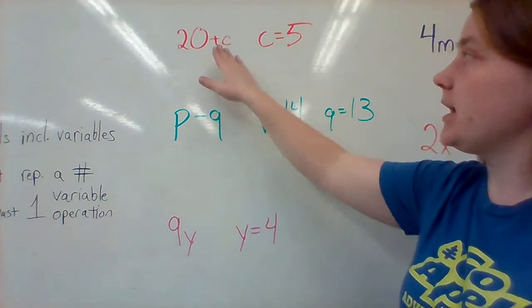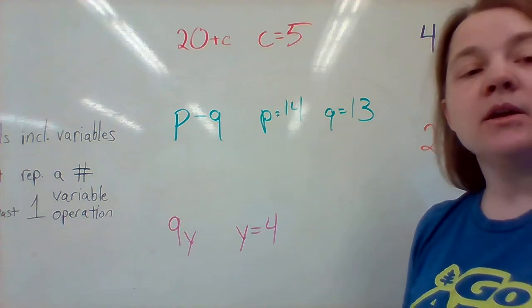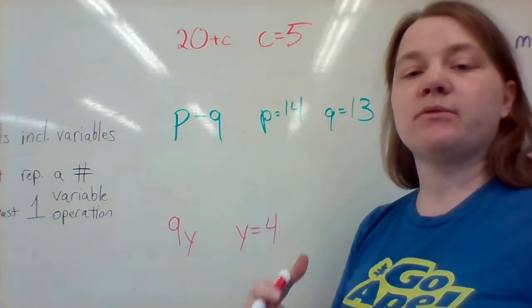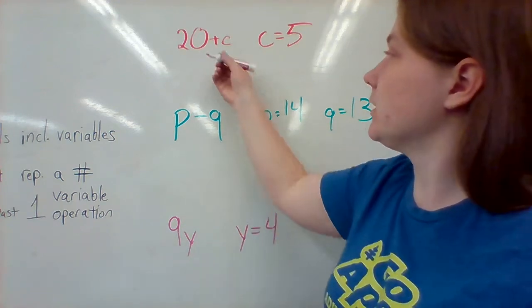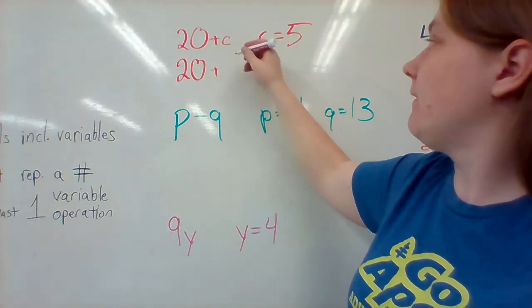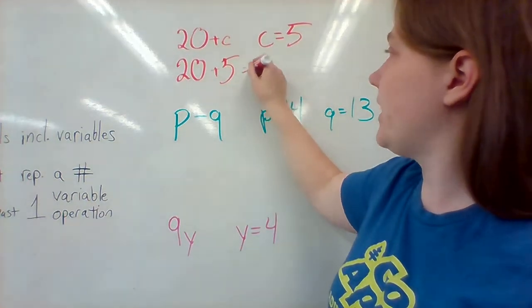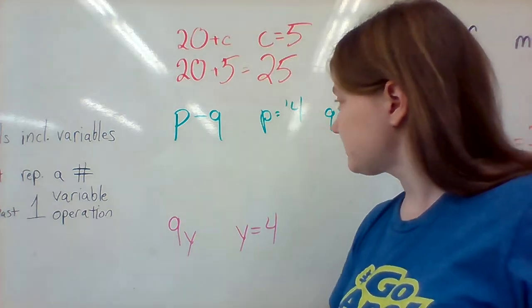So over here we have 20 plus c, where c equals 5. What that means is I'm going to rewrite this problem, but instead of writing the variable, I'm going to write what the variable stands for. So now I have 20 plus, not c, 5. 20 plus 5. 20 plus 5 is 25. So I've just evaluated that expression.